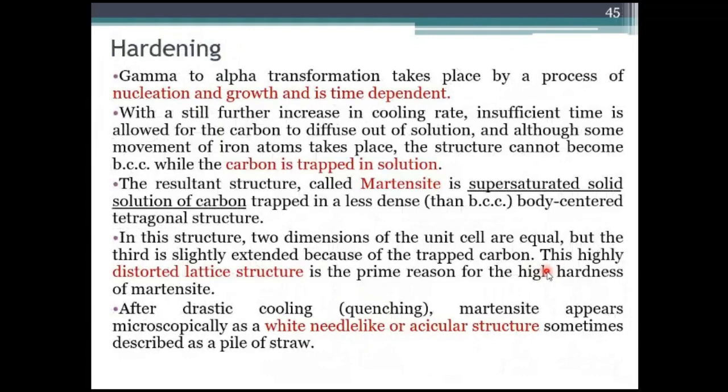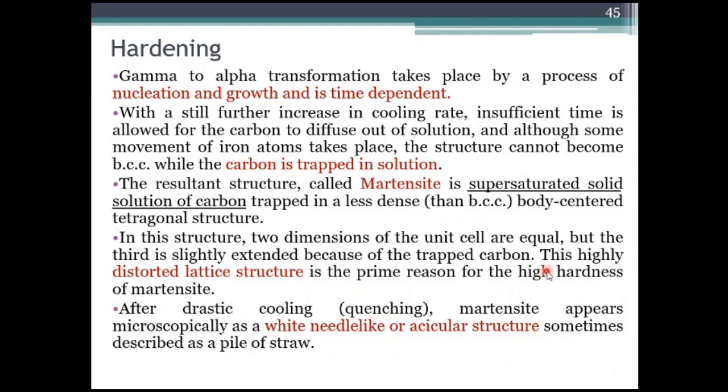Next is hardening. Hardening, as I told you, is nothing but a gamma to alpha transformation. We have seen what is gamma, what is alpha, etc. in the last 2 or 3 classes, and how we are going to convert that gamma to alpha. The transformation usually takes place by the process of nucleation and growth, and it's time dependent. The cooling rate and the time allowed for the carbon to diffuse are very important. These two parameters only will be trapping the carbon into the solution.